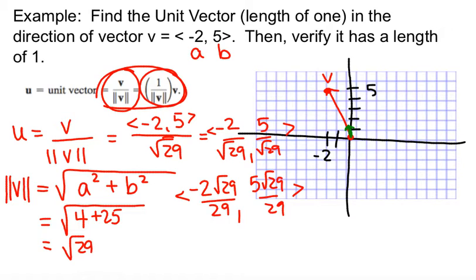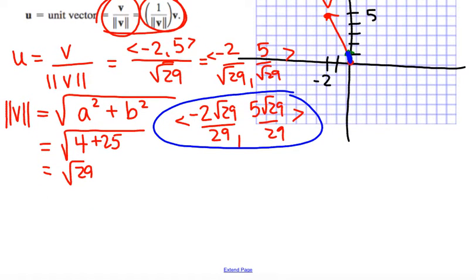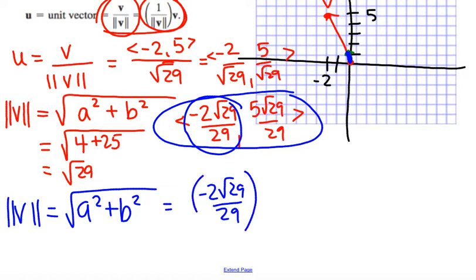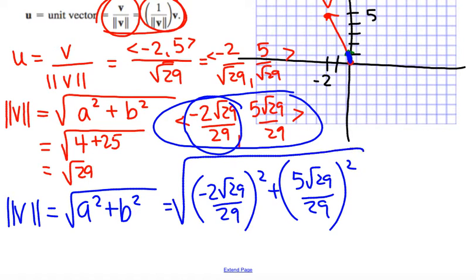Part B says, now let's verify that it has a length of 1. So we want to verify this new unit vector has a length of 1. So right in here would be our vector in that same direction. So we're going to use our magnitude formula again. The distance on the A, the horizontal, plus the distance on the B squared. So we're going to square this. So -2 squared is 29 over 29. Plus 5 squared is 29 over 29. Square it. And then square root it.